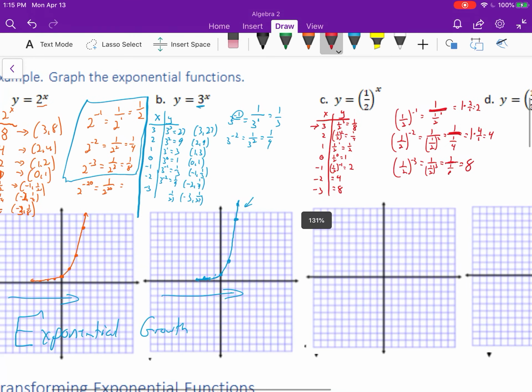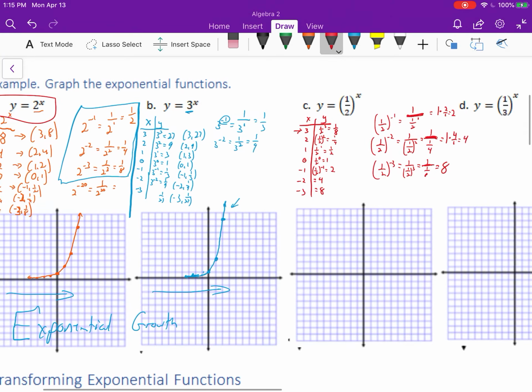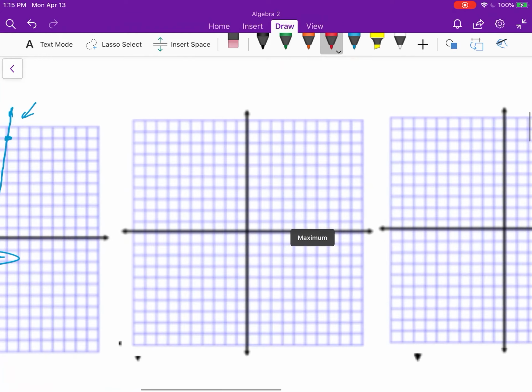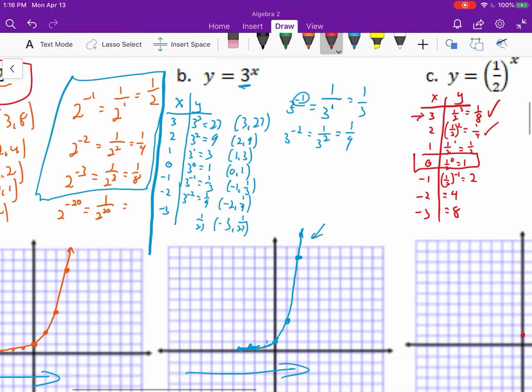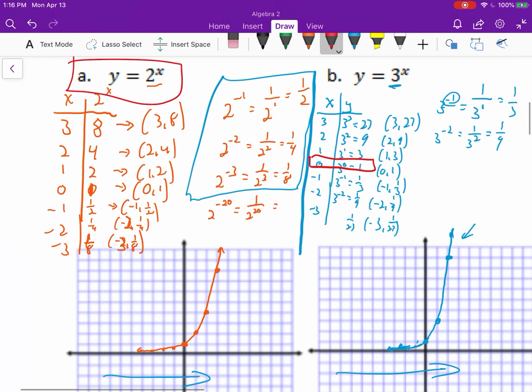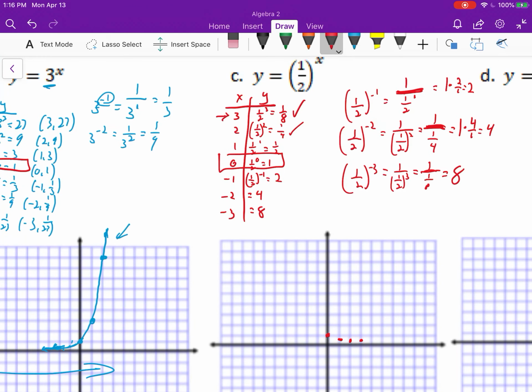So we have these points on there, and we see a lot of the same numbers as we did on our first one over here. So we have 3 and 1/8. So we start low, 3 and 1/8. So that was that one. 2 and 1/4. 1 and 1/2. 0, 1. You guys noticed 0, 1 has been part of each graph. That's because anything to the 0 power is 1.